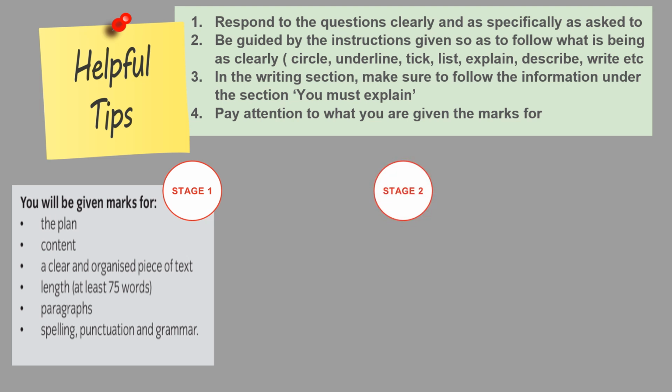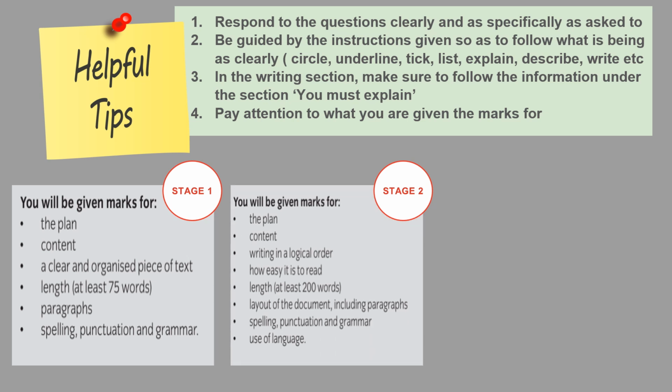At the stage 2 level, you're given marks for the plan, the content, writing in a logical order, making sure that the information you write is easily read, and at least having 200 words. You're given marks for the layout of the document, including your paragraphs. Again, you're asked to focus on ensuring that there are no spelling, punctuation, and grammatical errors, and the language is used accurately.